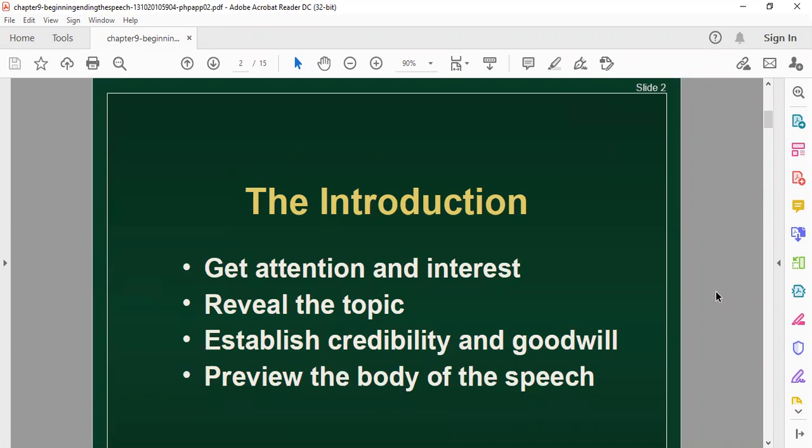Now, the introduction. When we talk about the introduction, we need to focus on a few things. Number one, get attention and interest. Number two, reveal the topic. Number three, establish credibility and goodwill. Number four, preview the body of the speech. Right, the four things you've got here. We're going to discuss them one by one.